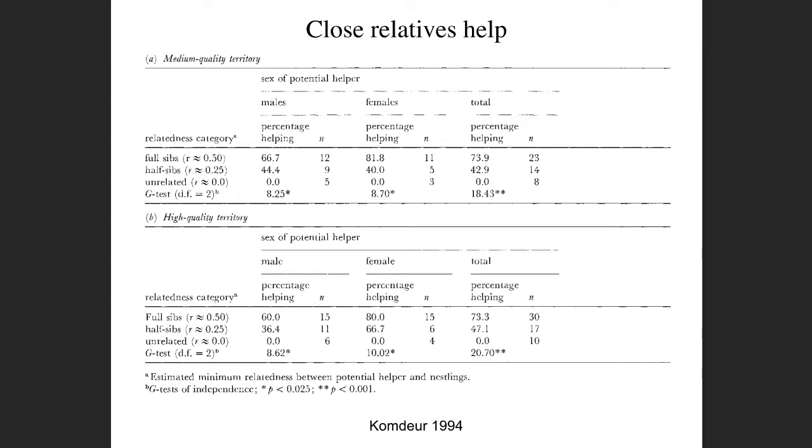Okay, so this is another example of an ultimate explanation. Kin selection and relatedness is affecting how likely they are to help, not just proximity or geographic location.